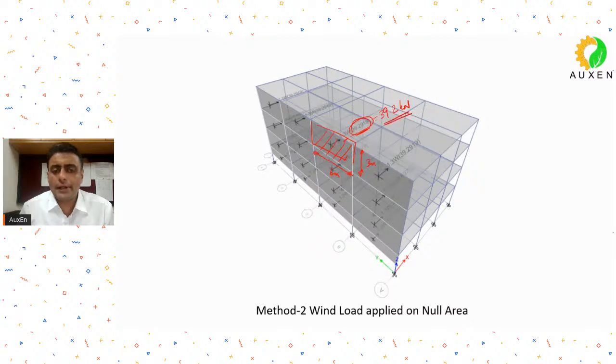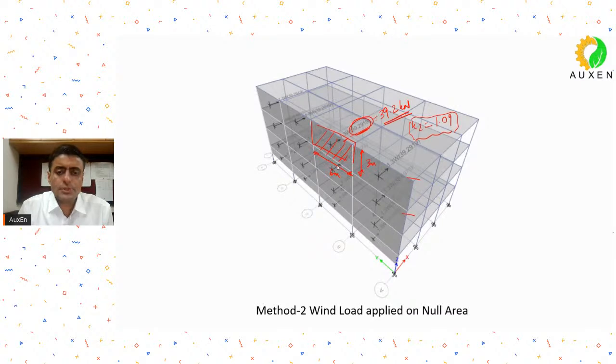You might get a slightly different value because of the changing K2. So I think ETABS will take a K2 of around 1.09, because it will interpolate after 10 meters, whereas we have done the calculations taking the same K2 as we had at 10 meters. Anyway, your values will be matching. So this is how the loads have been applied in method 2.